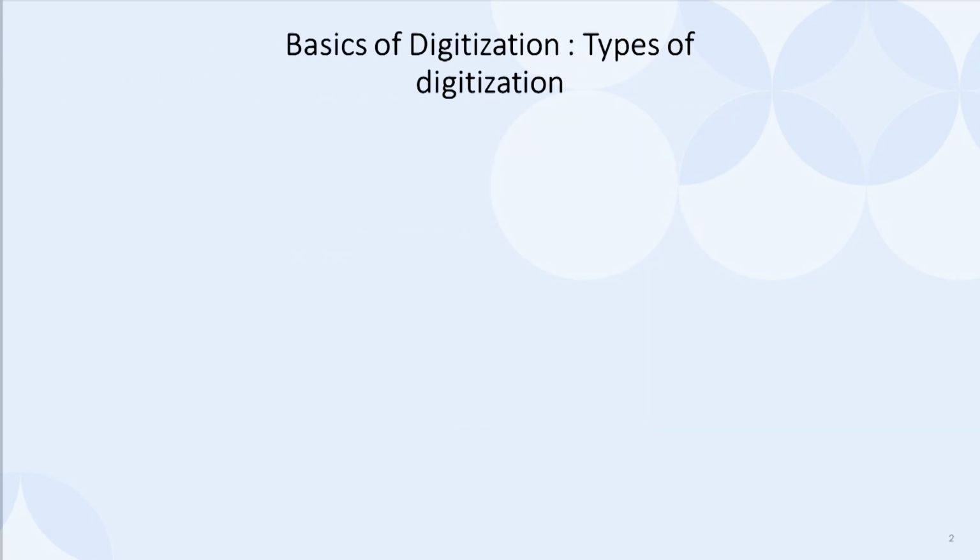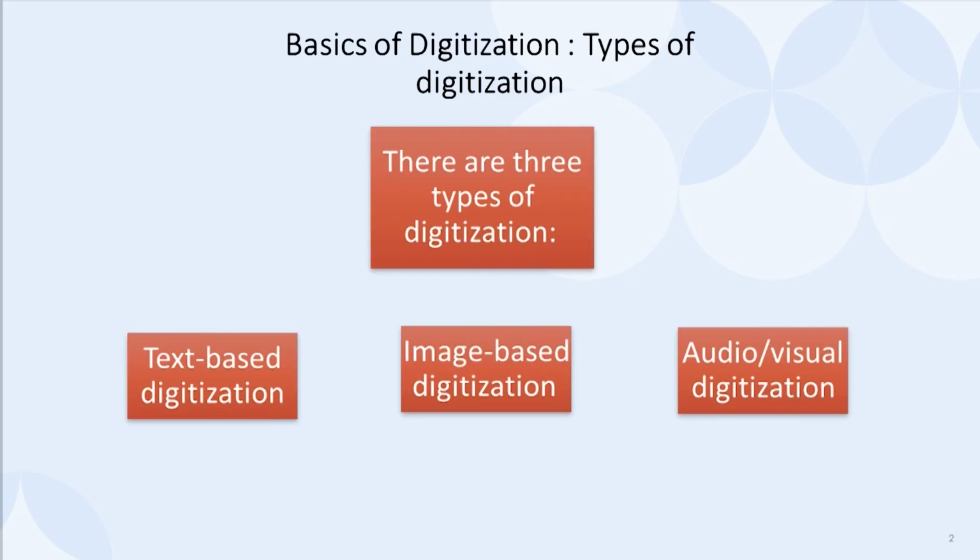Types of digitization: you have to know that there are three types. One is text-based digitization, image-based digitization, and audiovisual digitization. Text-based digitization, I have already told you. Image-based digitization is very tough, because a lot of images are available. How should these images be digitized and stored? There are lots of rare documents and lots of manuscripts. How to digitize those rare documents and manuscripts? These are very difficult tasks of image-based digitization.